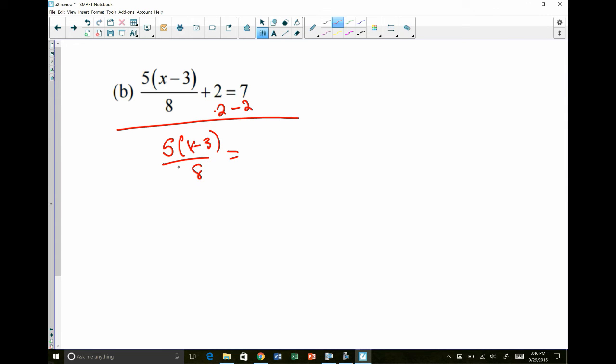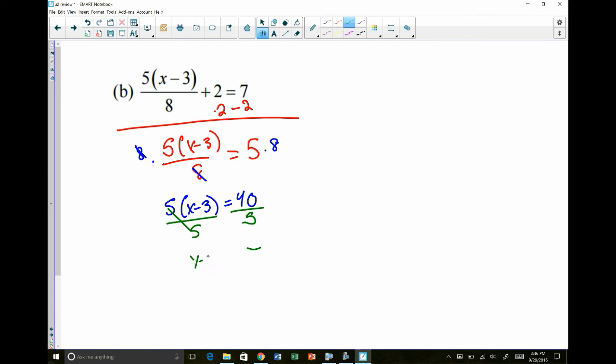And get this fraction equals 5. Well, how do I deal with a fraction? I'm really dividing by 8, so I'm going to multiply by 8 and get 5 times x minus 3 equals 40. Two choices now: you can distribute or divide. I'm going to divide by 5.